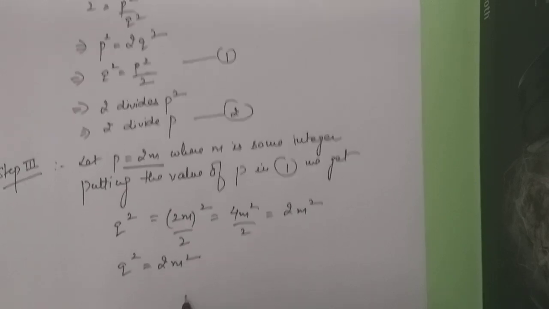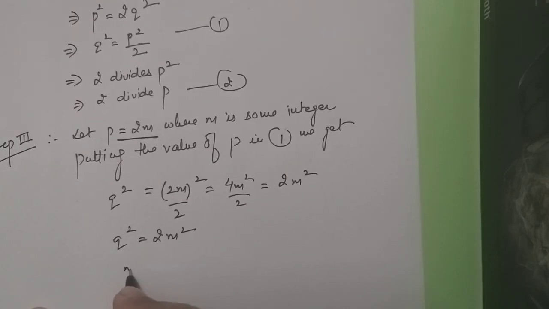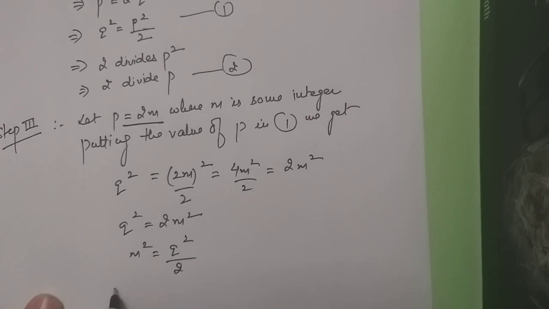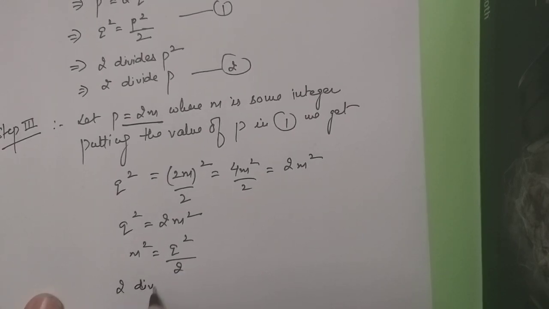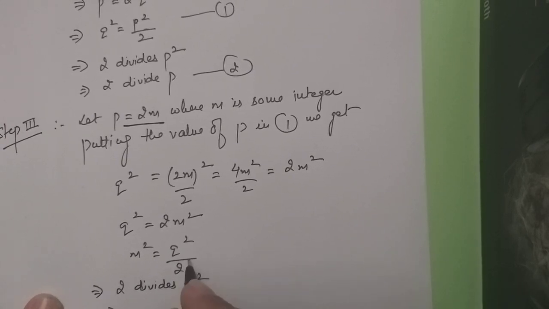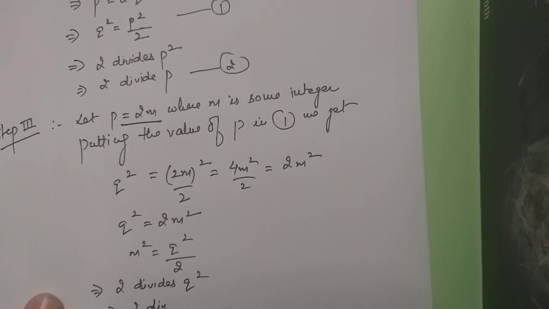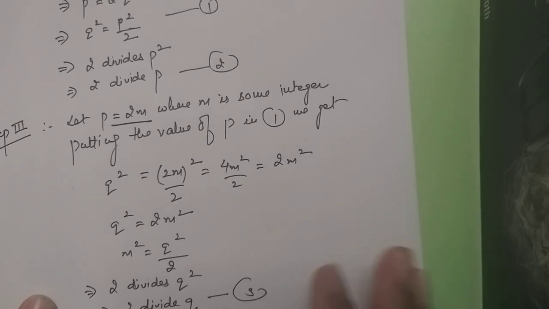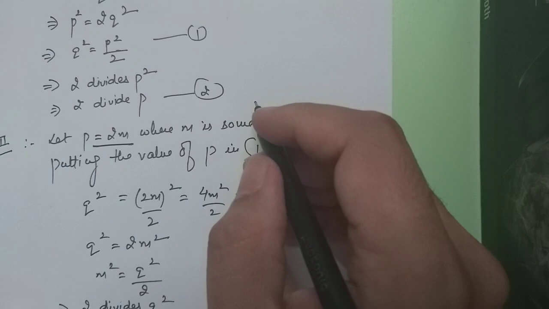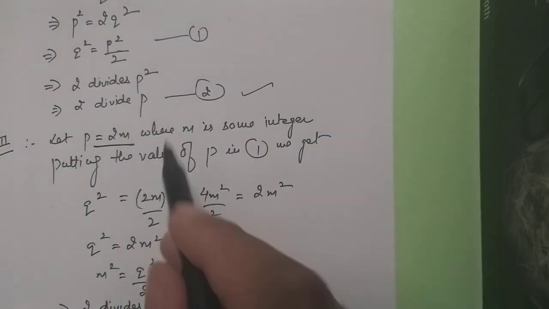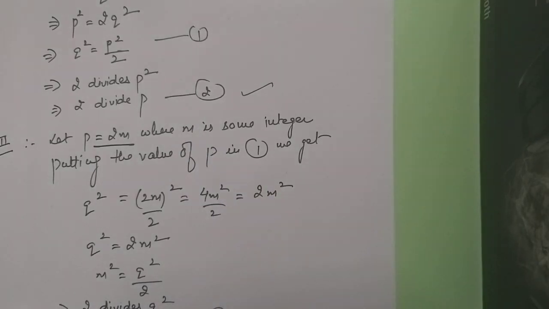Clear? Now the next step: it means m squared is equal to q squared by 2. So this shows that 2 divides q squared. If 2 divides q squared, then 2 will also divide q. So here we have made this clear, and we will take this as point number 3. So from the second and third we have checked that 2 is dividing p, 2 is dividing q.